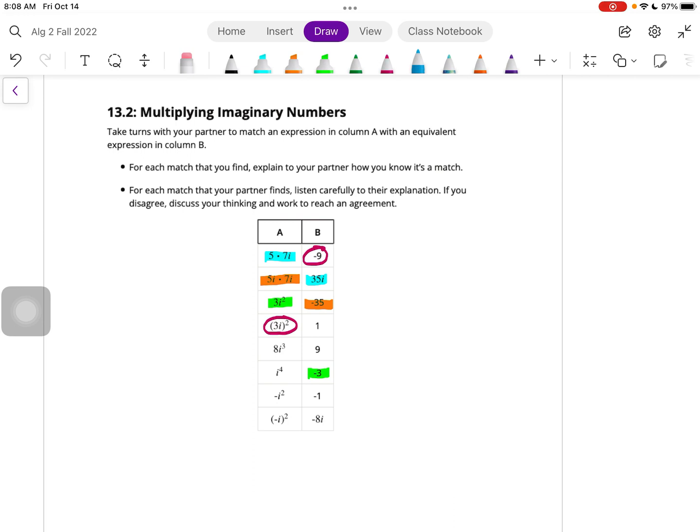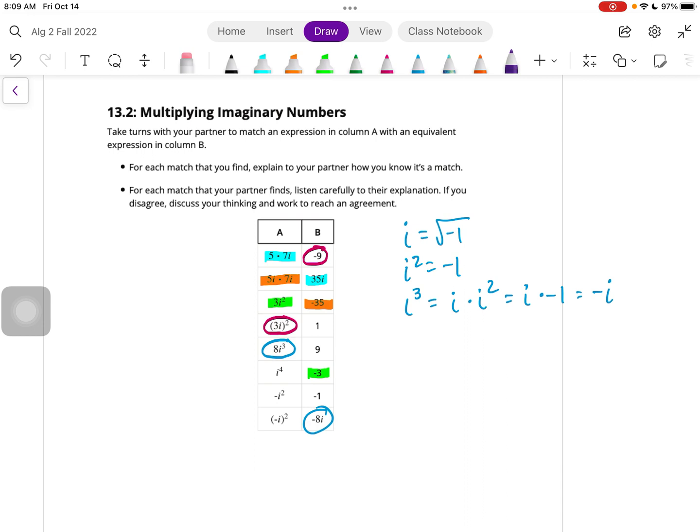Let's see, 8 times i cubed. Ooh, i cubed. What is i cubed? Well, remember that i is the square root of -1, and we know that i squared is -1. We just saw that. So i cubed is the same as i times i squared, which is the same thing as i times -1, because i squared is -1, so that's -i. So here we have 8 times -i, so that's -8i.